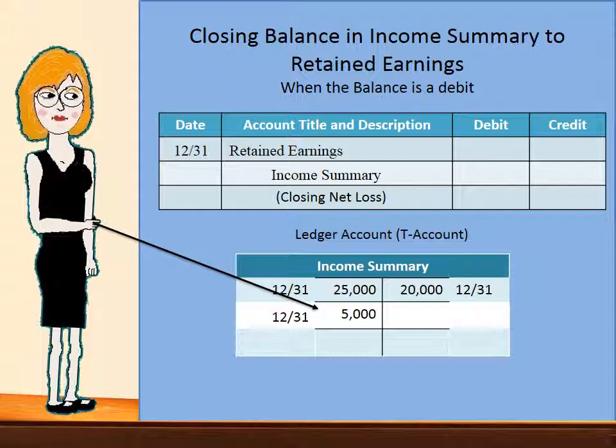In this case, the expenses were more than the revenues because you would have credited the revenues into income summary, debited the expenses into income summary. So you now have a net loss. You would debit retained earnings for the net loss and credit income summary. This would be then posted and the balance in income summary will be 0.